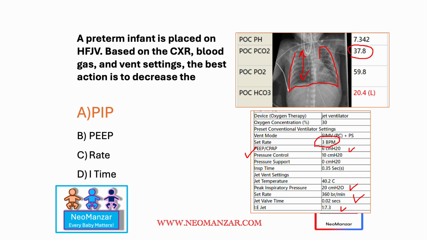Always remember that in a jet ventilator, ultimately it is the delta P that has to change. So you might have to touch the PEEP as well when you are weaning. But pertaining to this question, the specific answer was peak inspiratory pressure.